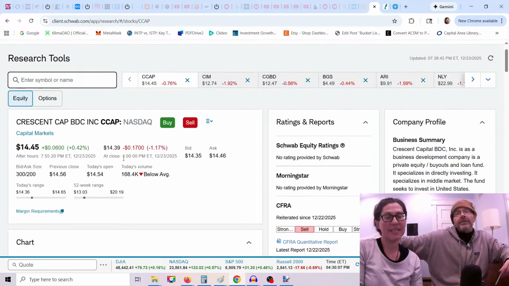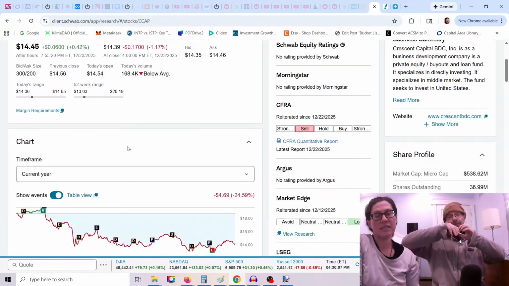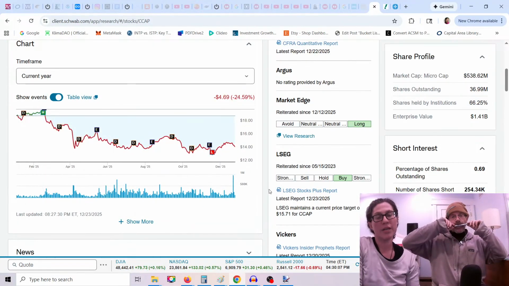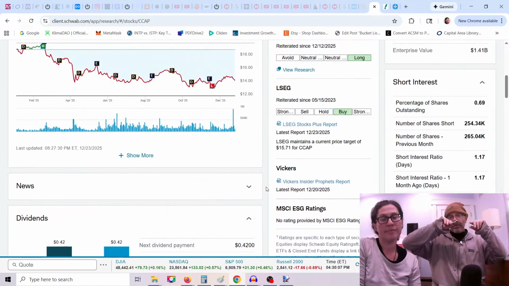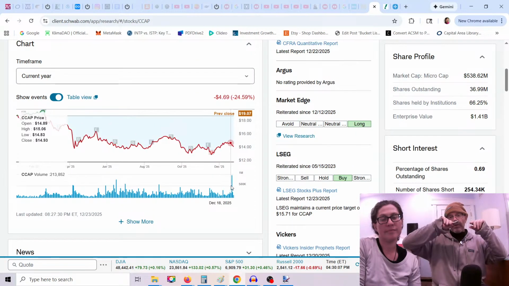The chart for LSEG is 15, 17. That chart is really bad. The reason I say it's really bad is you look at the last little bump there, it appears that it's in a downward trajectory, so you could probably get it for cheaper, but okay.